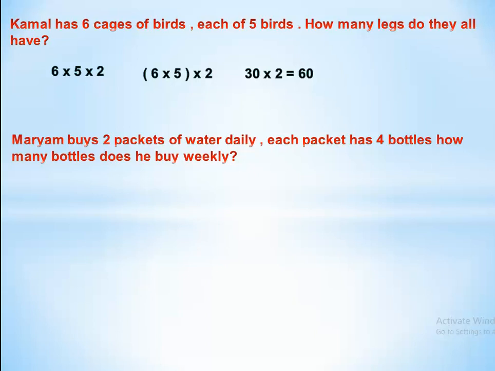Mariam buys 2 packets of water daily. Each packet has 4 bottles. How many bottles does he buy weekly? Okay, weekly we know that we have 7 days per week, right? So he has 2 packets daily, and each packet has 4 bottles. So it will be 2 times 4 times 7. Let's use the associative property. Group 2 times 4. It will be 8 times 7 equals 56.